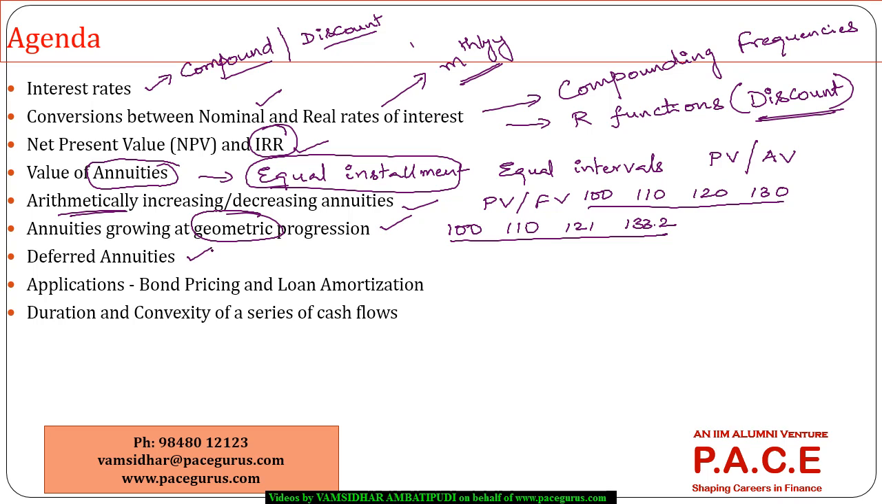Then the other aspect that comes in is deferred annuities, where the annuity is not starting immediately, but it is starting after a couple of years. So annuity itself is nothing but it's an equal installment in equal intervals of time.